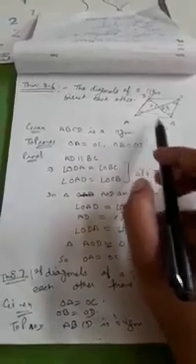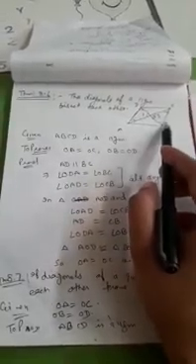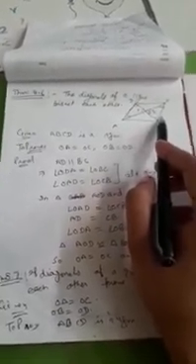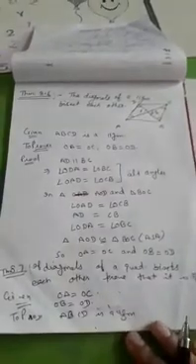Okay, but these are alternate interior angles, it means side AD is parallel to BC. Similarly we can take AB is parallel to DC. When opposite sides of a quadrilateral are parallel, then it becomes a parallelogram. So this is your theorem 8.7.